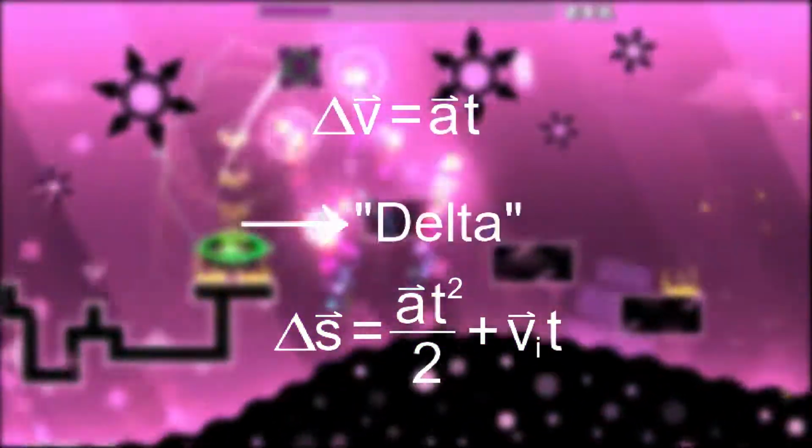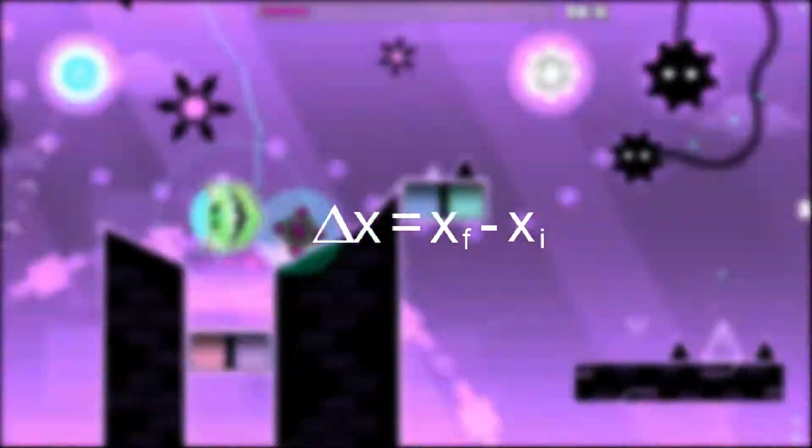This triangle here is delta. It basically means the change in blank, and it can be described mathematically in this way. Delta X is equal to X sub F minus X sub I.